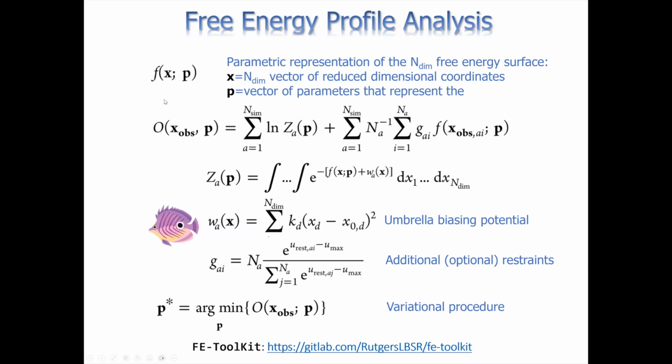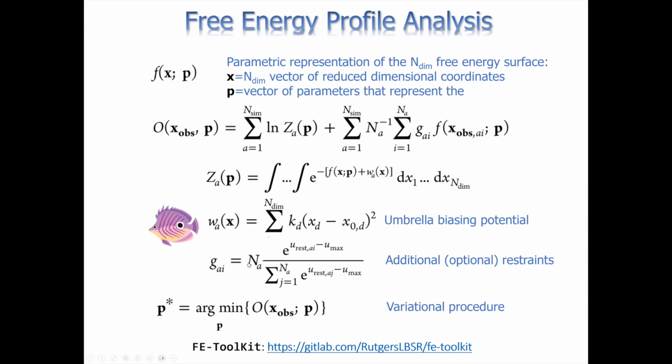When you actually do a simulation, you come up with a set of observed values for your reaction coordinates. That's what this x observed is. And in the end, you can construct an objective function that looks like this equation, which has this reduced configurational integral Z_A, a multidimensional integral over your reaction coordinates of this form. The W_A are your biasing potentials, your umbrella potentials. So in here is going to be the biased free energy.